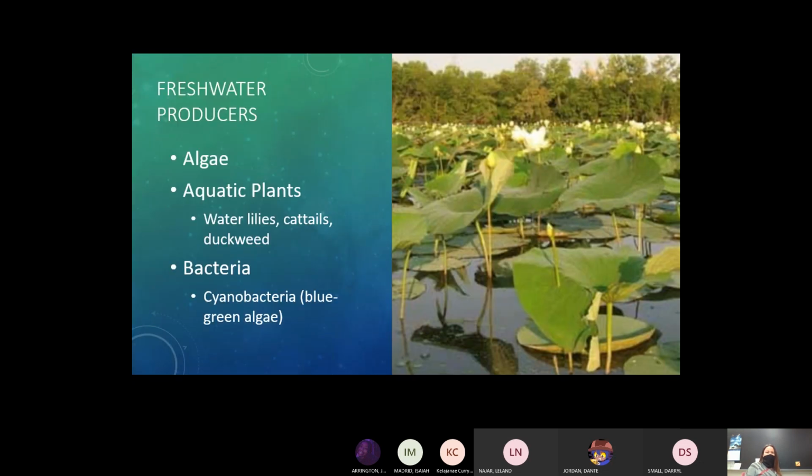Some freshwater ones are algae and aquatic plants like the lilies and cattails. I'm sorry, if you have ever seen that YouTube video where that girl eats a cattail because she thinks hot dogs grow in the wild and she ends up with a mouthful of cotton, it's so disgusting. They're cattails, they're not hot dogs, don't eat them. And duckweed, which is definitely a weed, but my fish at home love it. Bacteria, the cyanobacteria again.